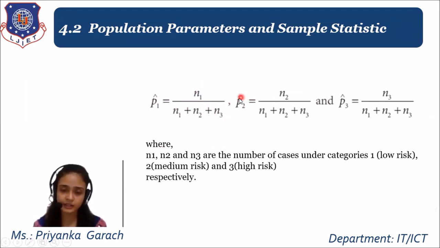Similarly, if you want to find the population or the people inside the second category, that is the medium category, it means the people inside the medium category divided by the total population.